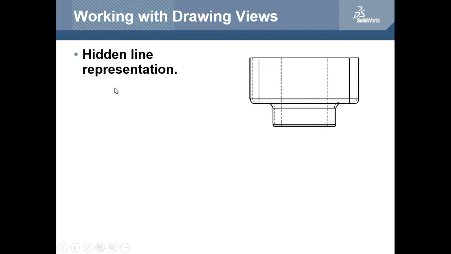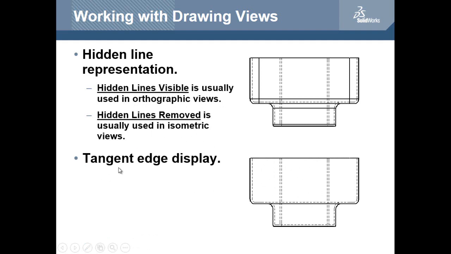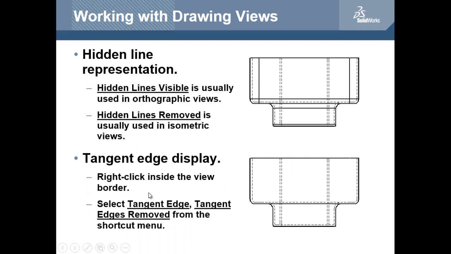Hidden line representations. There they are, hidden lines. Hidden lines visible is usually used in orthographic views. Hidden lines removed is usually used in isometric views. Tangent edges displayed. Right-click inside the view border, select tangent edges removed from the shortcut menu. You right-click in the display.